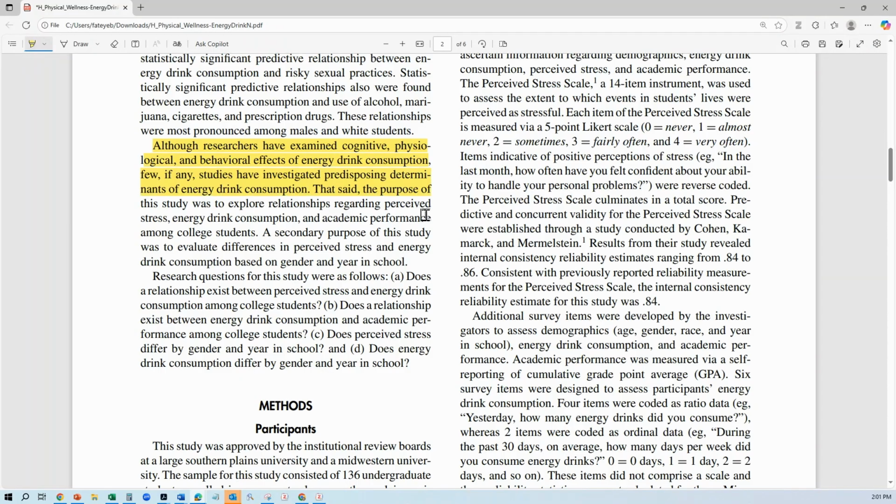So right there, this tells me that energy drink consumption is what we're trying to predict, and so that's the dependent variable. And so they went on to say that the purpose of this study is to explore relationships regarding three possible variables. For example, stress, academic performance, and energy drink consumption. Then they have a secondary purpose, which is to evaluate differences in perceived stress and energy drink consumption based on gender and school year.